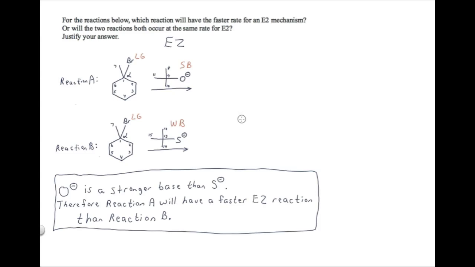First of all, remember it's not enough just to say that reaction A is faster. You have to justify your answer. We justified that by saying that the reason was that O minus was the stronger base than S minus. This might be a full credit answer, but some professors might possibly not consider this to be a full credit answer because we haven't explained why O minus is a stronger base than S minus. Some professors might want you to explain that.